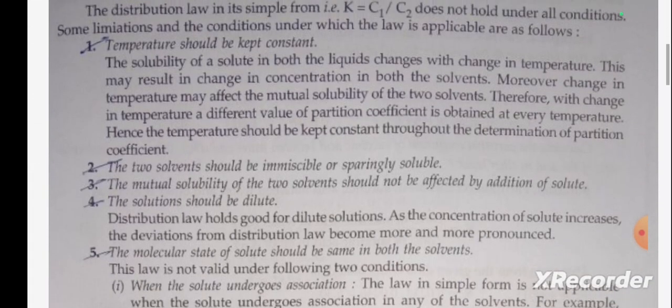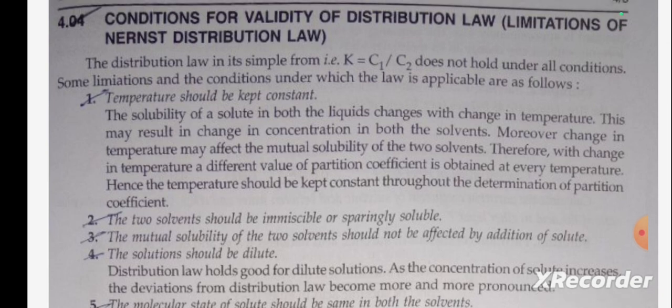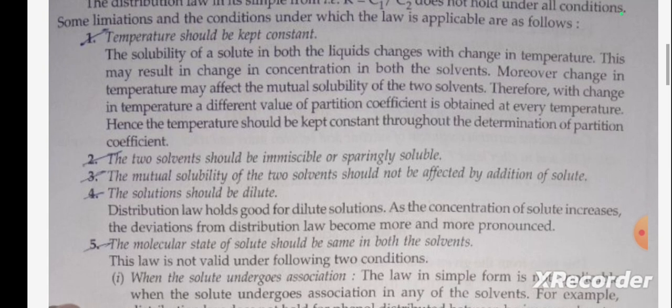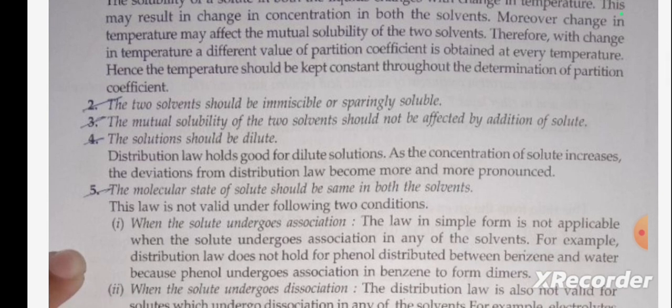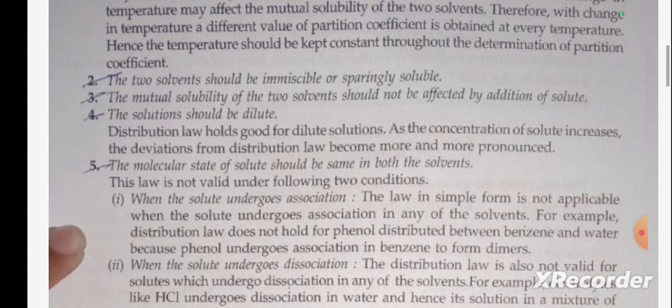Conditions for the validity of distribution law. The distribution law in the simple form K is equal to C1 by C2 does not hold under all conditions. Some limitations and conditions under which the law is applicable are as follows. Temperature should be kept constant. Solubility of a solute in both the liquids changes with the change in temperature. This may result in a change in concentration in both the solvents. Moreover, change in the temperature may affect the mutual solubility of the solvents. Therefore, with the change in temperature, a different value of partition coefficient is obtained at every temperature. Hence the temperature should be kept constant throughout the determination of partition coefficient.